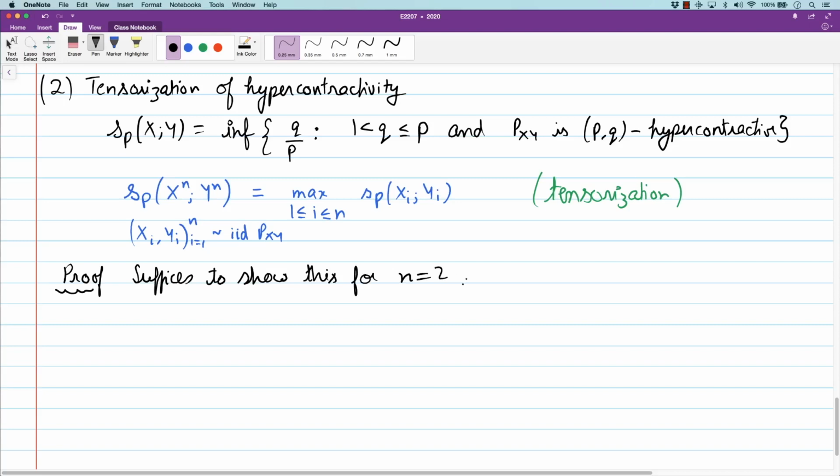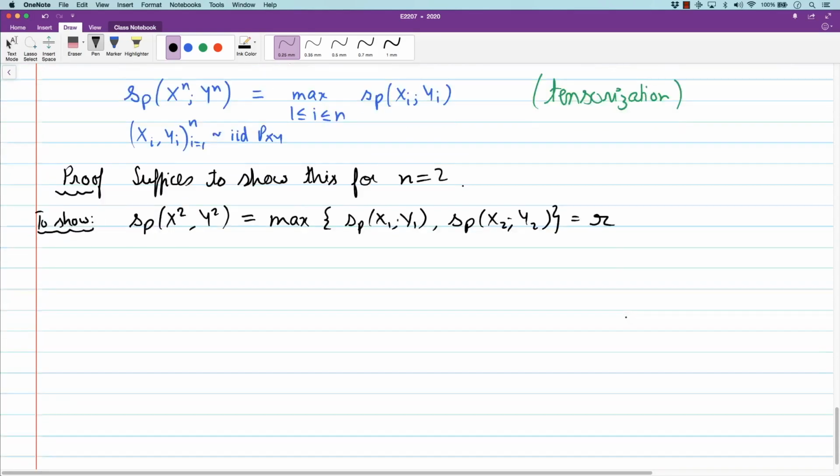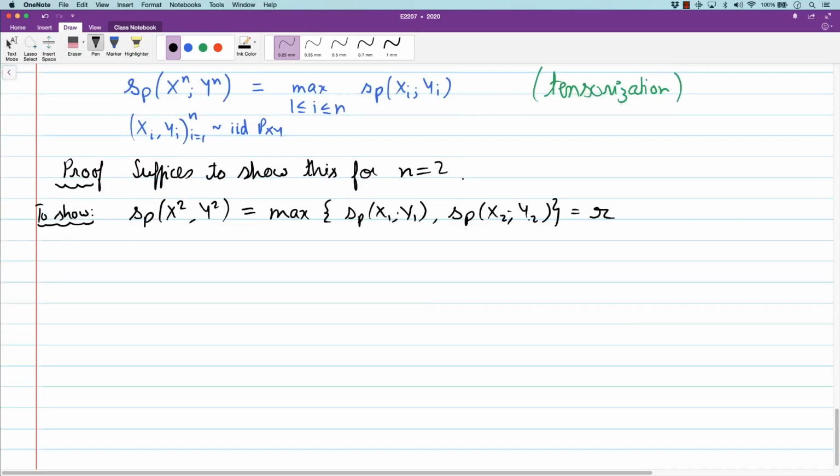And that's what we'll do. We'll fix n to 2. So we need to show that sp of x1 x2, y1 y2 equals the max of sp of x1 y1 and sp of x2 y2. Let's call this max R. The max, we're denoting this max with R. Okay, so how do we show this?